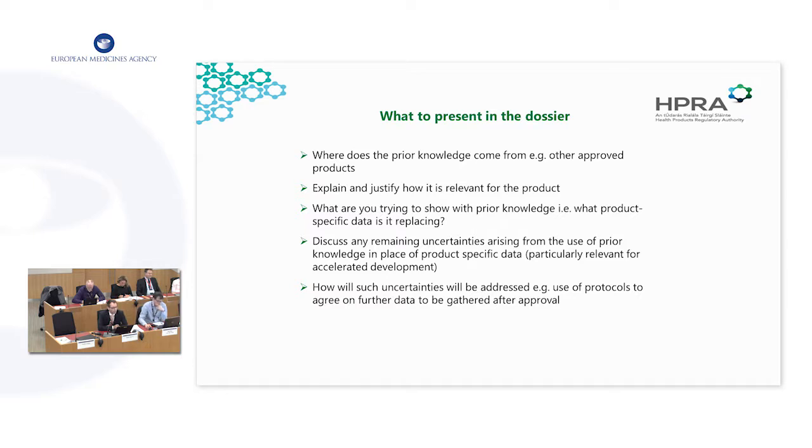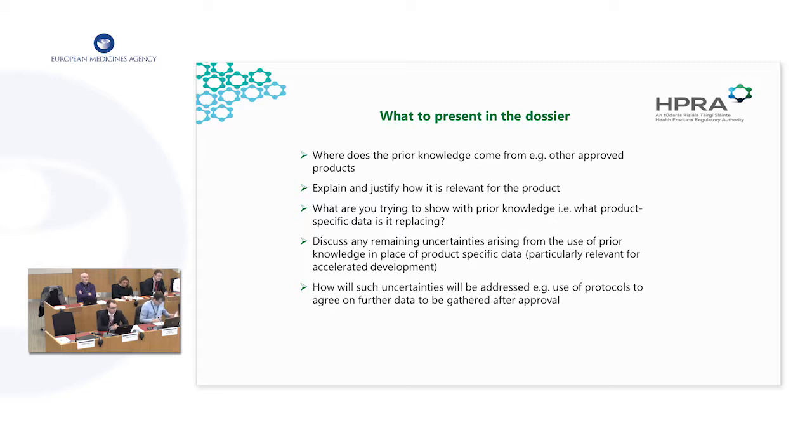And where does prior knowledge come from? It would need to be stated where it's actually coming from, is it from approved products and so on. Justify how it's relevant for the product rather than just saying, here's some prior knowledge in another file, go look that up. It's how is that knowledge directly relevant for my product? What am I using that knowledge to show, and how is it relevant such that you can convince us that we don't need these additional product-specific studies?